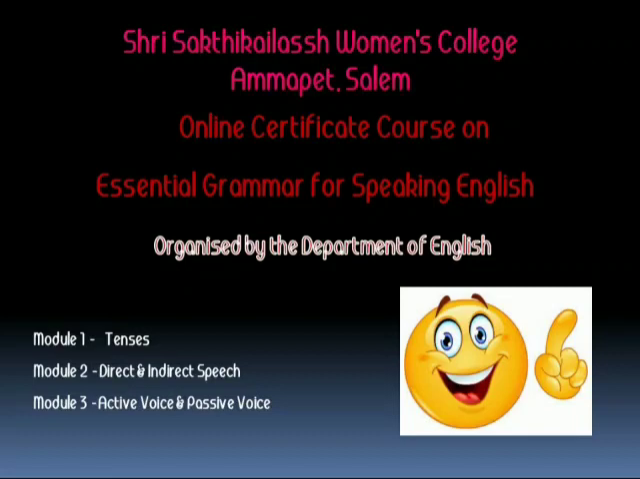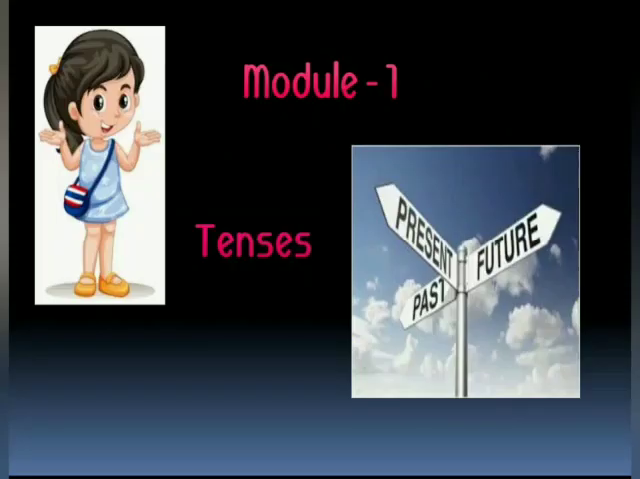Module 1 Tenses, Module 2 Direct and Indirect Speech, Module 3 Active Voice and Passive Voice. Module 1 Tenses. Tenses play a crucial role in English language. It denotes the time an action takes place, whether sometime in the past, in the present, or will take place some time in the future. Past, present, or future. From a general view of tenses, the module will go on to discuss each tense in detail with examples.